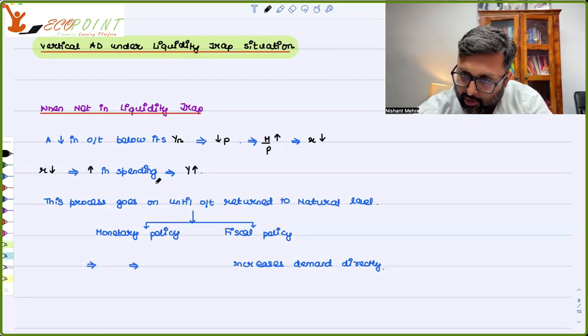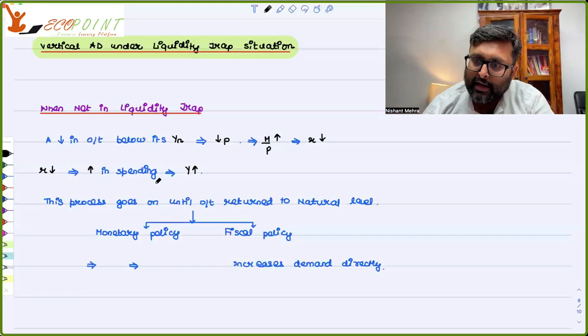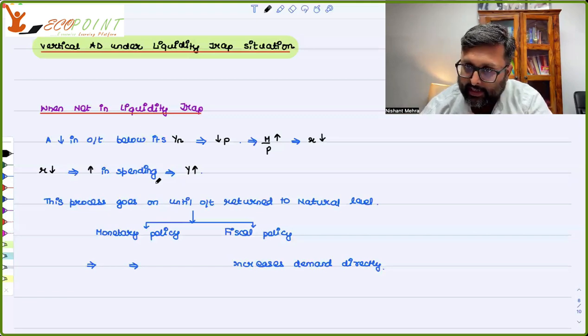And how do you get to the natural level of output? You can use monetary policy or you can use fiscal policy. In both cases, you have to increase demand. So you can increase demand by an increase in G. You can increase demand by a decrease in taxes, right? So those are fiscal policies. You can also affect demand indirectly through monetary policy.